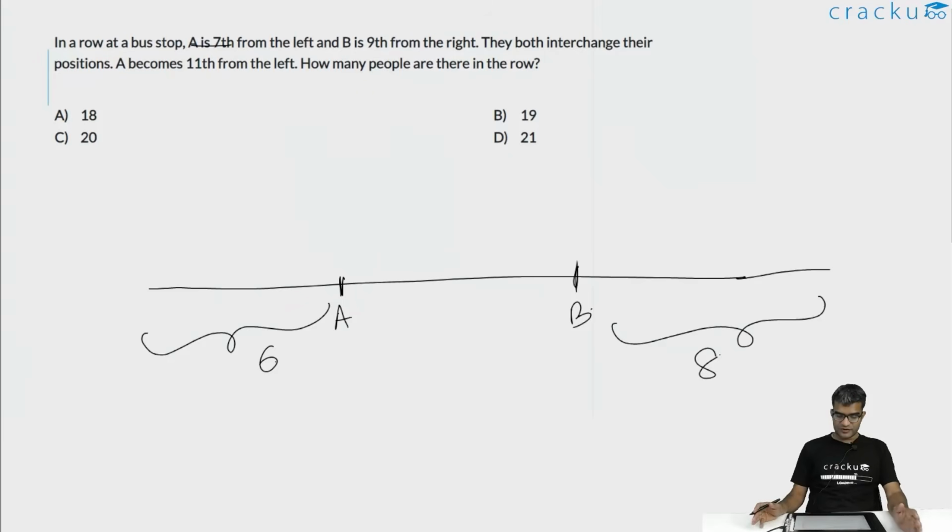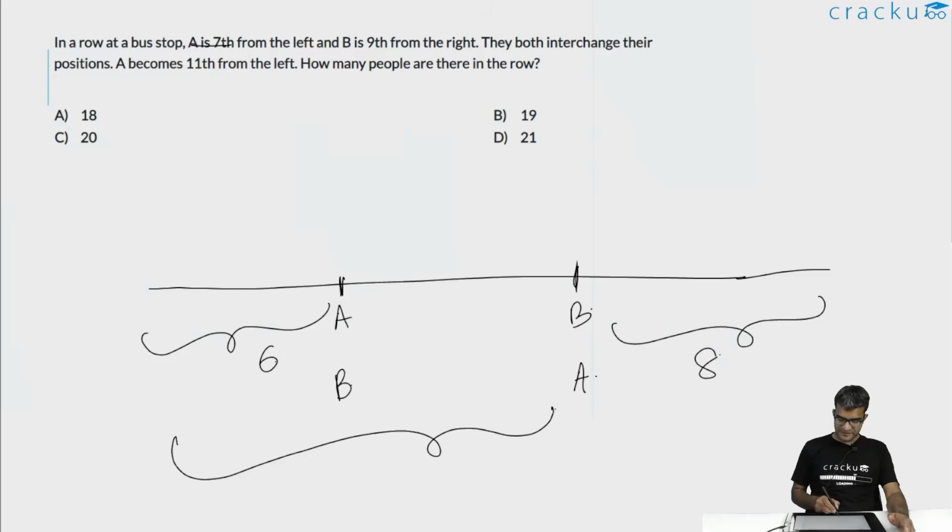After some time, they both interchange their positions. So A goes over here and B comes over here. And now A becomes 11th from left. So there are 10 people over here, and here is A. Earlier this was where B is, and we have 8 people to the right of A now.